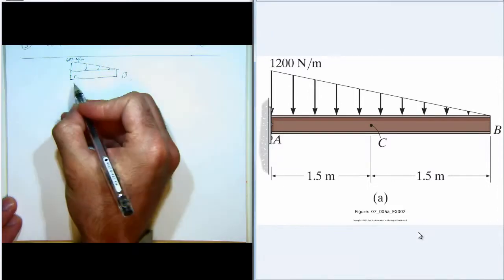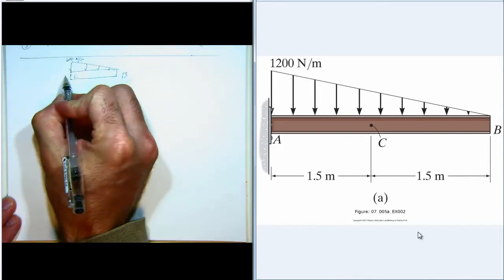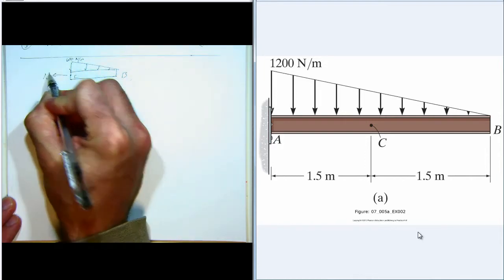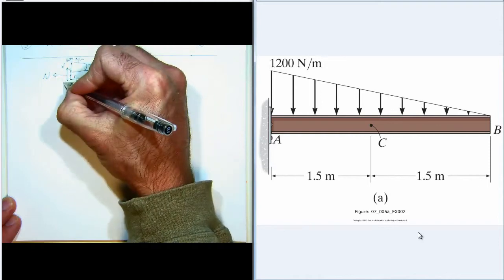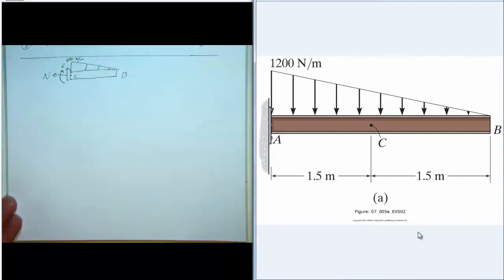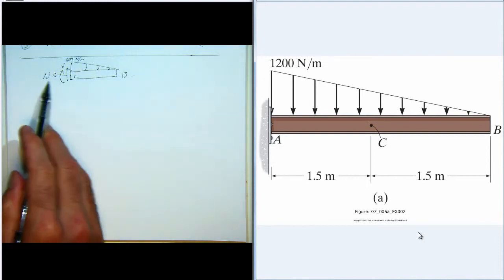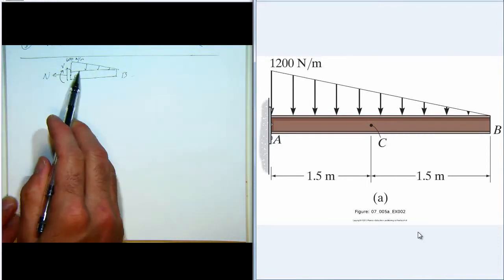And then we need to draw the internal loadings. So we have the normal force, draw it positive. We have the shear force, draw it positive, and a bending moment, and it's drawn positive. So we have tension, clockwise rotation, and concave upward.